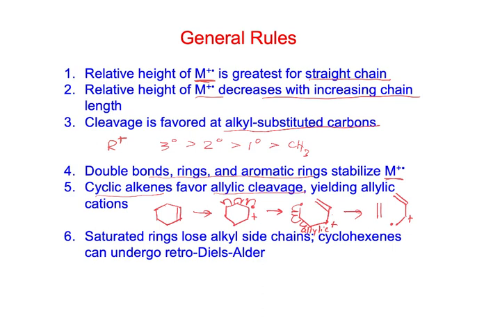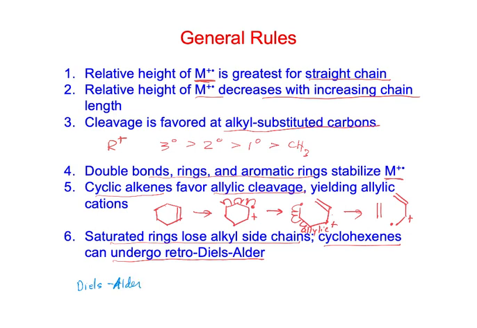Okay, and this is essentially what this next one says, saturated rings. Okay, this is different, lose alkyl side chains off of rings. Cyclohexenes do essentially what this is, and this is essentially what's called a retro Diels-Alder. So remember the Diels-Alder reaction.